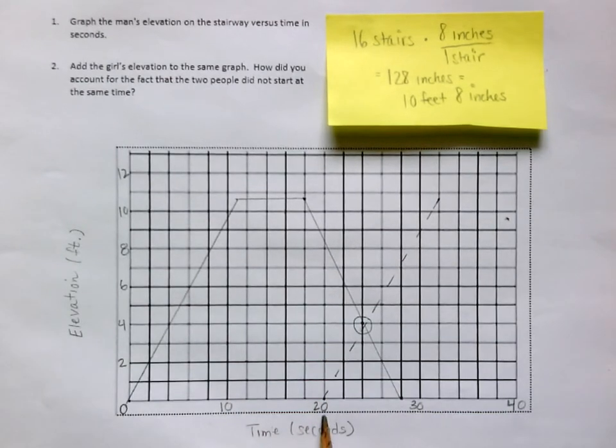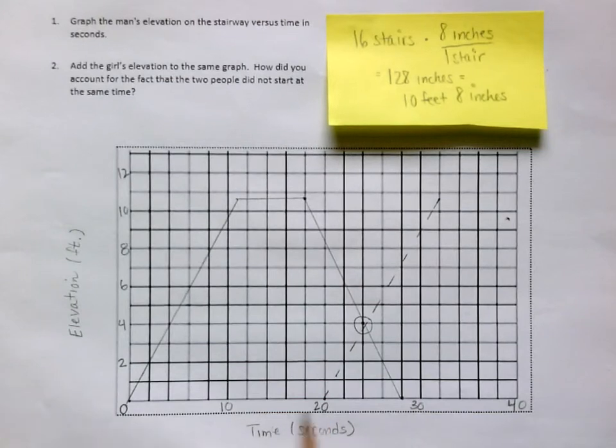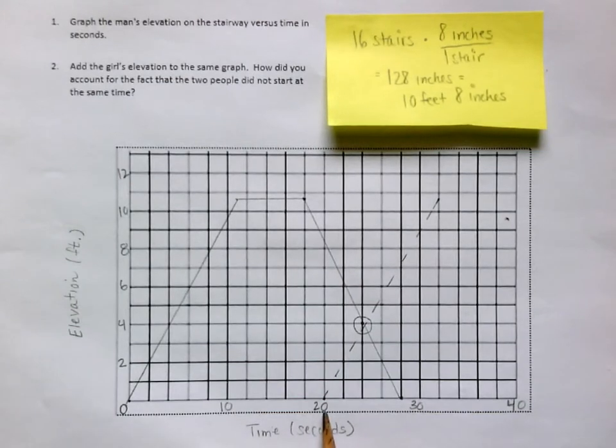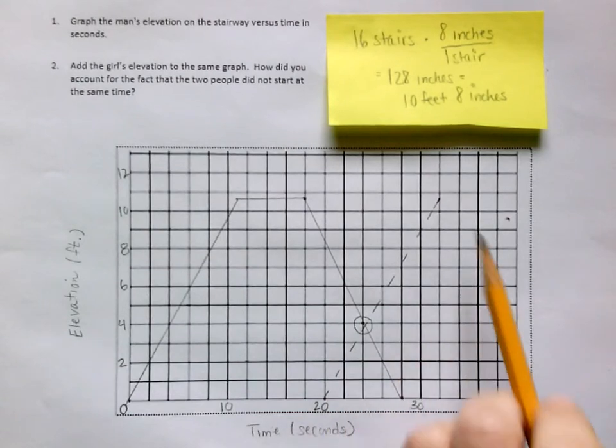At about 20 seconds, or shortly thereafter, the girl begins to ascend the stairs. So we begin her path at slightly after 20 seconds. Again, she ascends at a fairly constant rate, so we're going to represent hers using a dashed line segment. And you can see that she reaches the top of the stairs somewhere around 32 seconds.